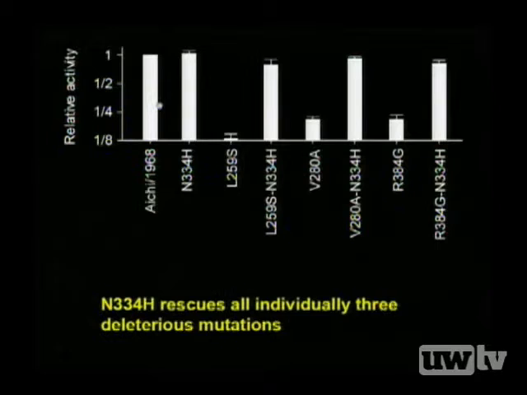So we then came up with another hypothesis, which was that these mutations might be rescuing each other not because they're contacting in the protein structure, but because they're affecting the stability of this structure. And so our first experiment to test that hypothesis was as follows. I've previously told you that we identified three individually deleterious mutations, L259S, V280A, and R384G. And that L259S occurred at the same time as another mutation, N334H, which by itself had no effect, but was able to rescue the deleterious effect of L259S. So we added this N334H mutation to each of the other deleterious mutations and found that in both cases, it was also able to rescue their effect on the function of this protein. So this N334H mutation is somehow a globally rescuing mutation. It's able to rescue all of these deleterious mutations.